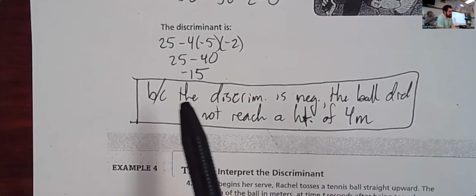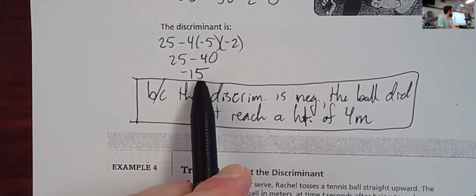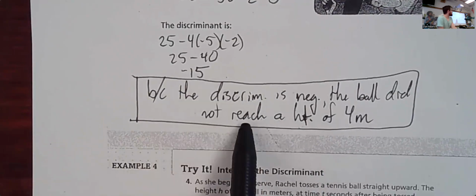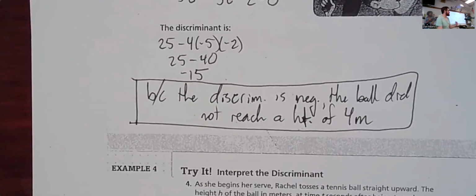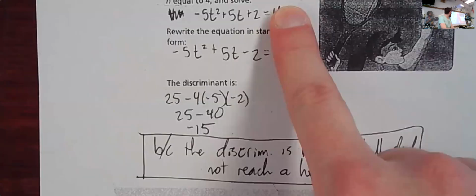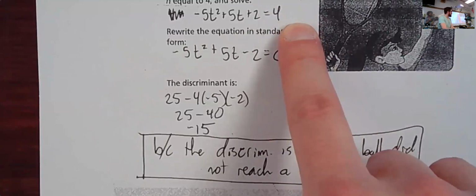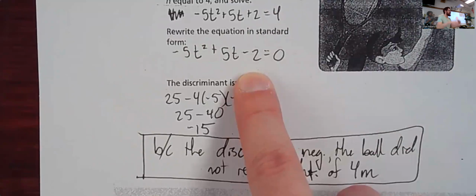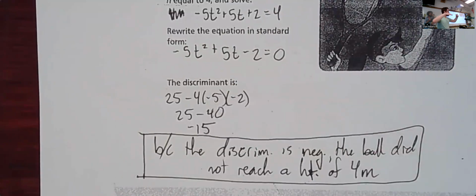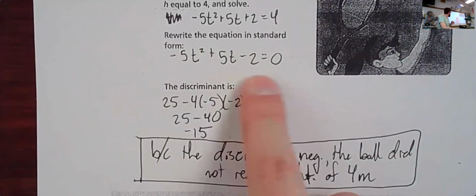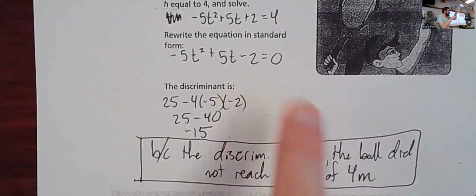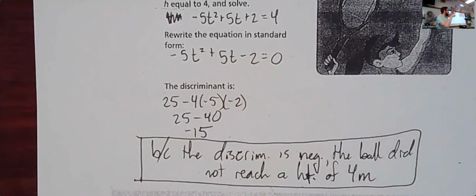So it depends on what the value is here. If this was either 0 or positive, then the answer would be yes, because we're talking about the value of the discriminant. How many solutions are there? How many times is it across the x-axis? And so we basically reset the x-axis from 4 to 0, using 4 as the number that we need. And by getting rid of that, we're adjusting the entire height of the graph. So if the discriminant is positive, that means that the ball reached a height of 4 meters.